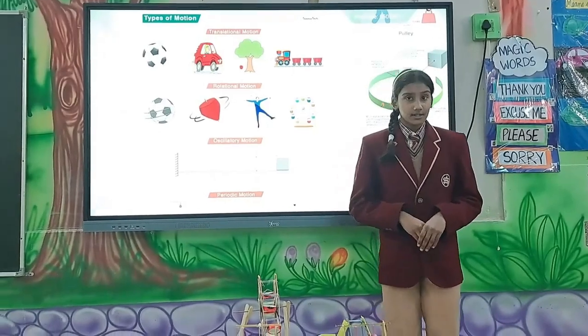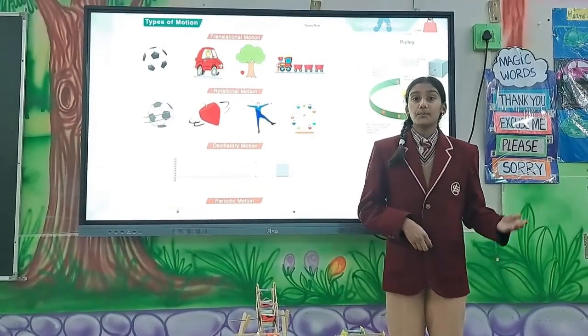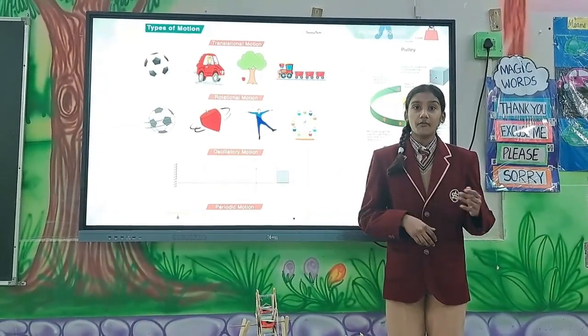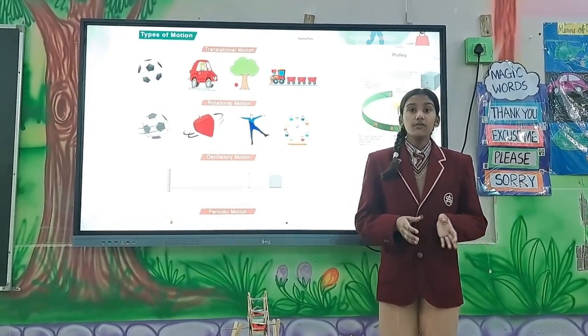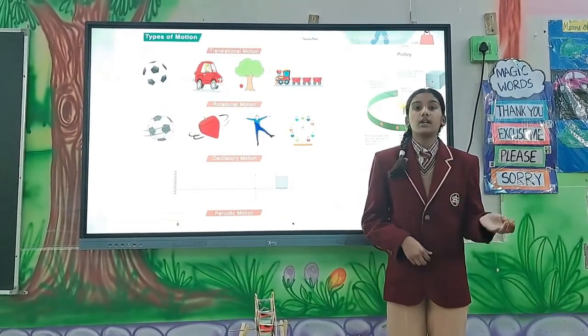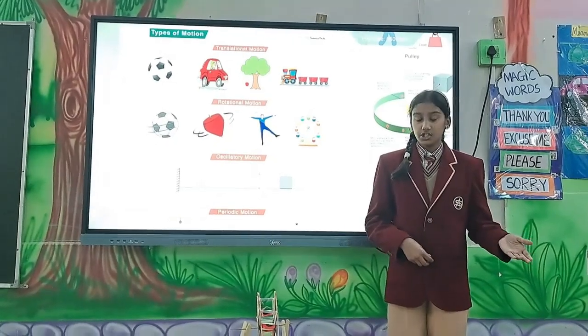First we will learn what is motion. A motion is a process of changing position from one place to another. Example, a book falling off the table. It was on the table but it falls, so it has changed position.